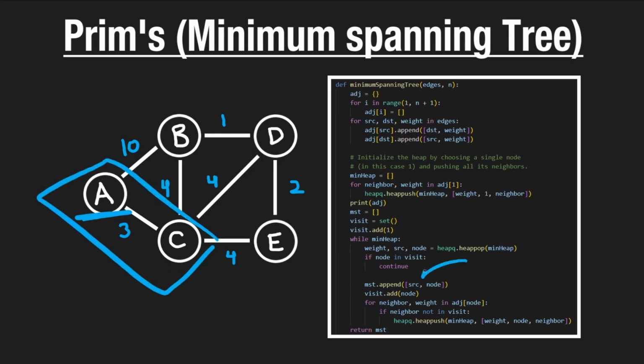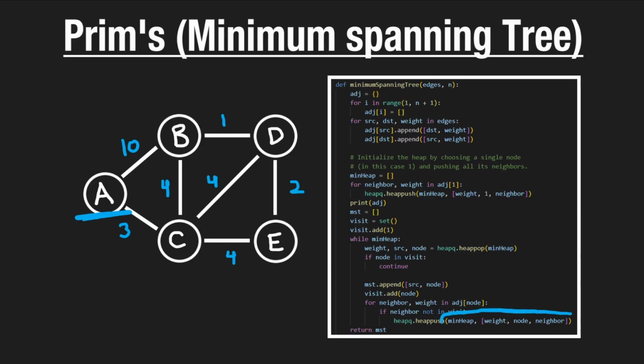We don't have to include the weight of the edge in the output, but maybe we could if that was part of the requirements of this function. But in this case, we're just building the MST, just the edges themselves, not their weights. We're also going to mark that node C as being visited, and then we're going to go through all the neighbors of C and then do the same thing. For each of those neighbors, if they haven't been visited, we're going to push them to the min heap.